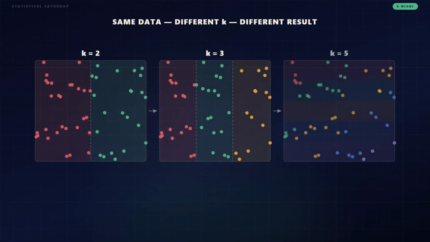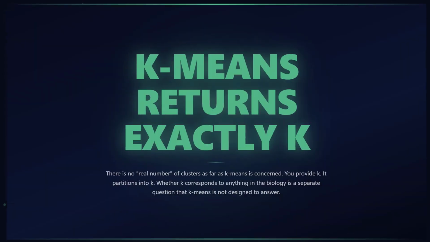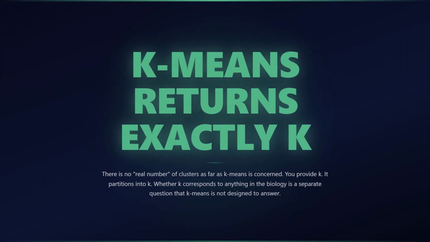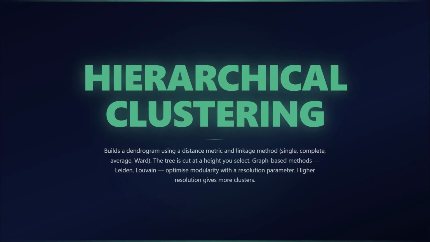The algorithm requires K before it begins. It always returns exactly K clusters. Always exactly K, even if the real number is different? There is no real number as far as k-means is concerned. You provide K. It partitions into K. Whether K corresponds to anything in the biology is a separate question that k-means is not designed to answer. So we chose 3 clusters because Dr. Seeley typed 3. Yes.